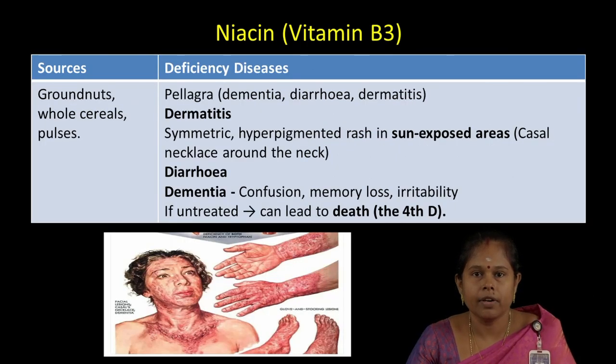Next one is niacin, vitamin B3. Main sources: niacin is present in groundnuts, whole wheat cereals and pulses. The deficiency disease is pellagra. Pellagra means 3 Ds: dementia, diarrhea and dermatitis. Dementia means confusion and memory loss may occur. Diarrhea means loose stools, and dermatitis means hyperpigmented rashes in sun-exposed areas. Pigmented means colored. The parts of our body exposed to the sun are the neck, face, hands and legs, where red rashes occur.